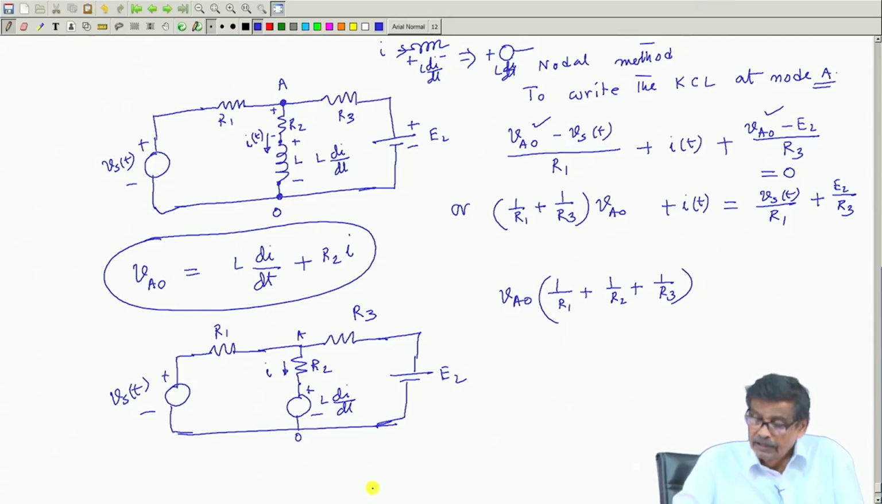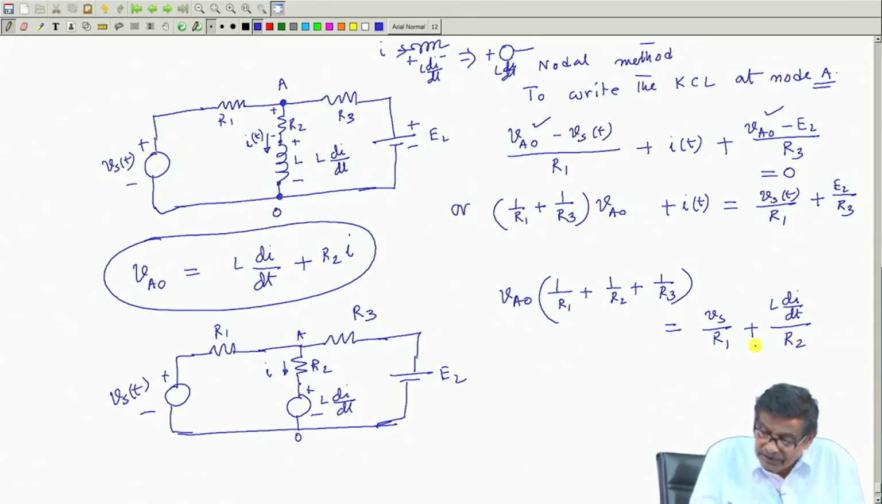This is the coefficient, and that is all. There is only one node, and this will be equal to the sources connected. So, VST divided by R1 is the current driven there, plus this voltage, there is a voltage source here also, L di/dt, divided by R2 will be the current going there, is it not?